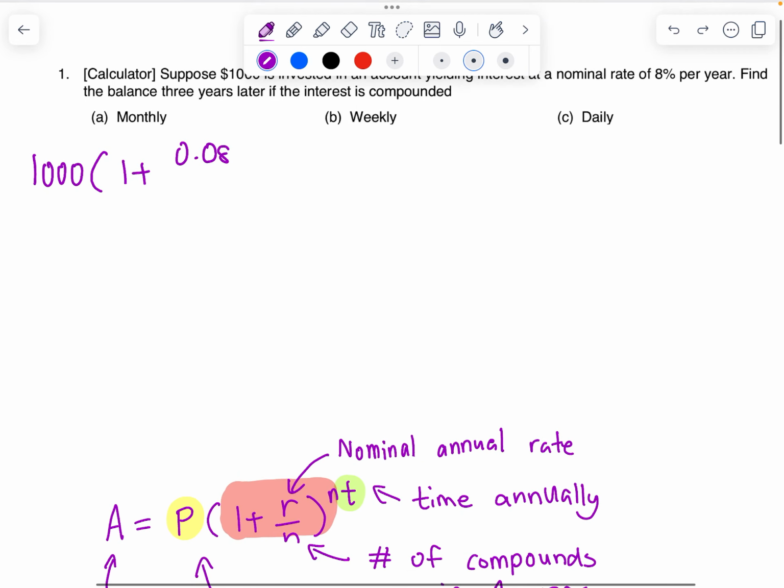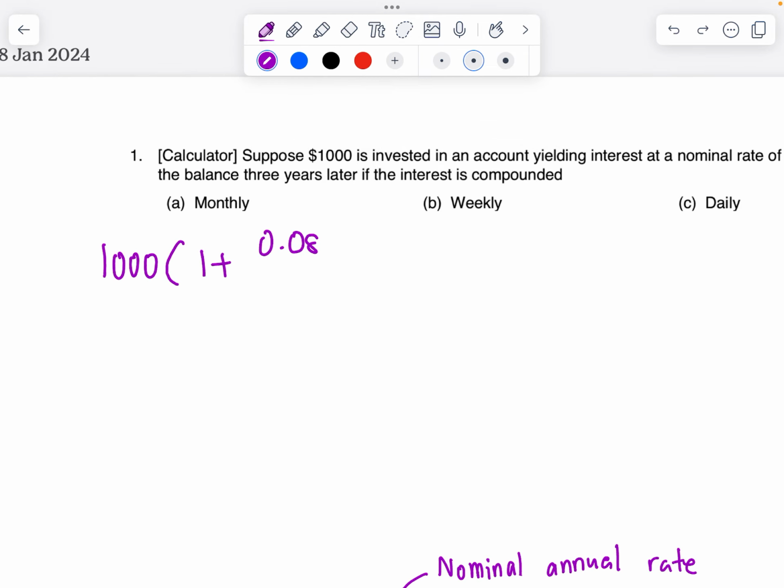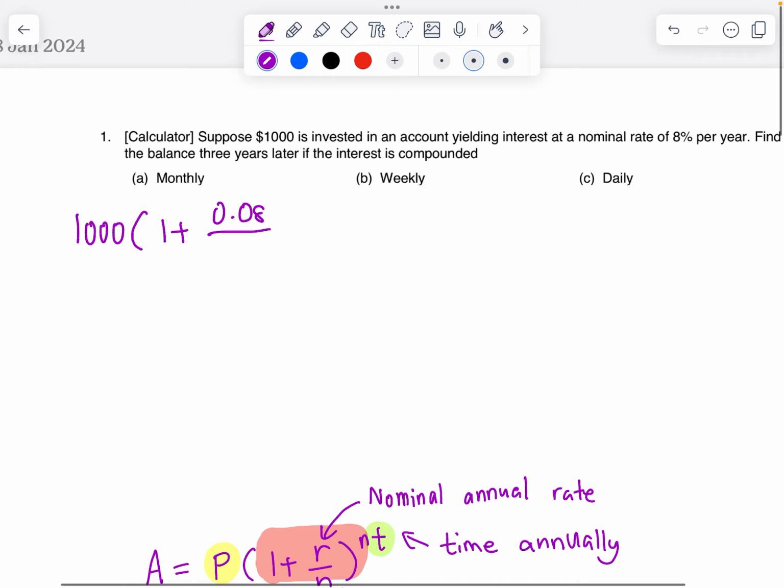And then here it says if it's compounded monthly. Now be careful here. This is the part where a lot of people get it wrong. So let me just first write it as N. I'm just going to put it as N times T, and we'll solve for the t later. It asks for 3 years, but first let's put all the numbers in first.